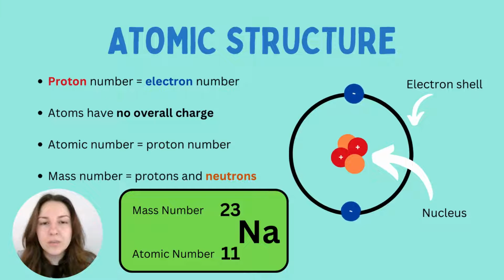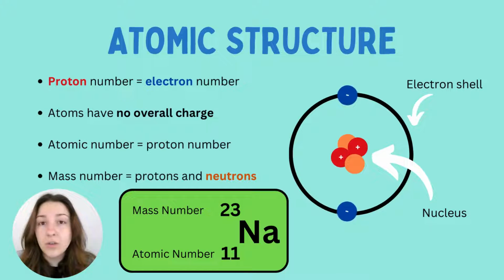Last but not least, just for this point, if you ever see in the periodic table, you've got two numbers next to each symbol, which represents an element. Remember that the biggest number is the mass number, and this indicates the number of protons and the number of neutrons, whereas the atomic number, the smaller number, is just the number of protons that are there, and therefore also the number of electrons that are there.